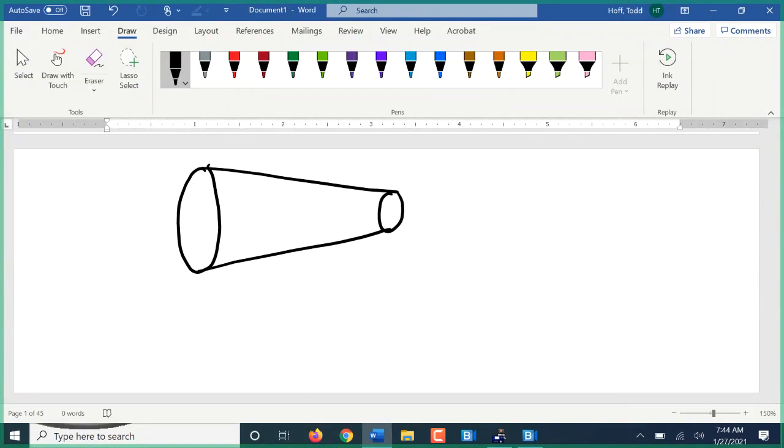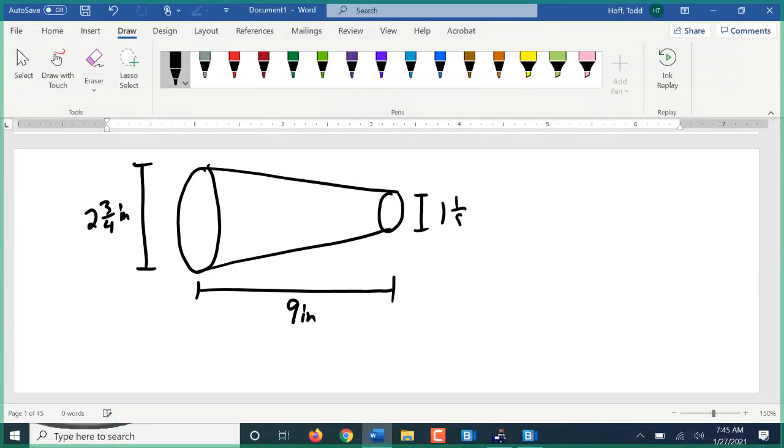So when I have a taper, it looks something like that. Now let's say that this is 9 inches long, diameter of 2 3/4 inches. Down here, diameter of 1 1/8. Calculate a taper, T, equal to big D minus little d. That's the big diameter minus the little diameter. So here, the big diameter, 2 3/4. Little diameter is the 1 1/8.